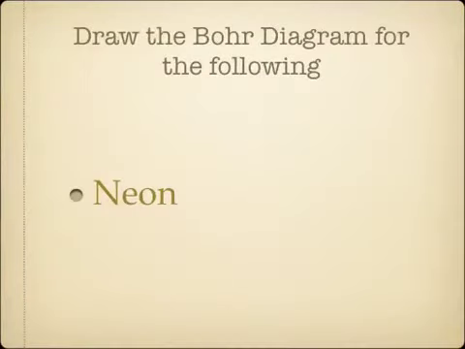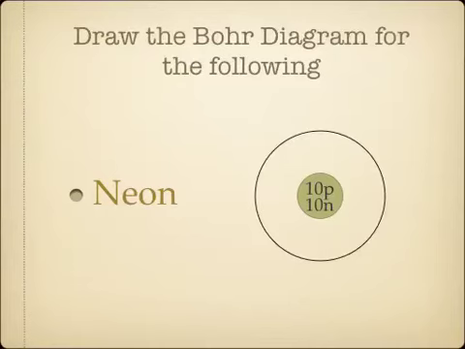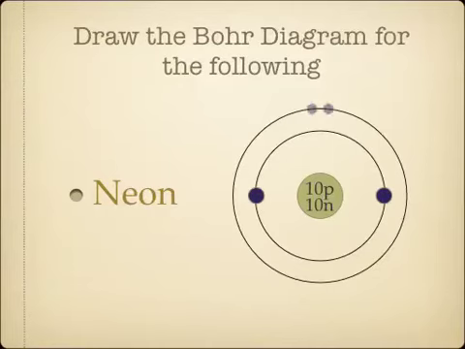Bohr model. All right, we already did a video on this, so I'll be really quick. Neon, if I ask you to draw a Bohr model for neon, you have to look on the periodic table first. You find out what number it is. It turns out it's number 10. So in the nucleus, you write 10p, 10n. You then draw some rings. The first ring gets 2. Second ring gets 2, 4, 6, 8. That gives you 10 total.